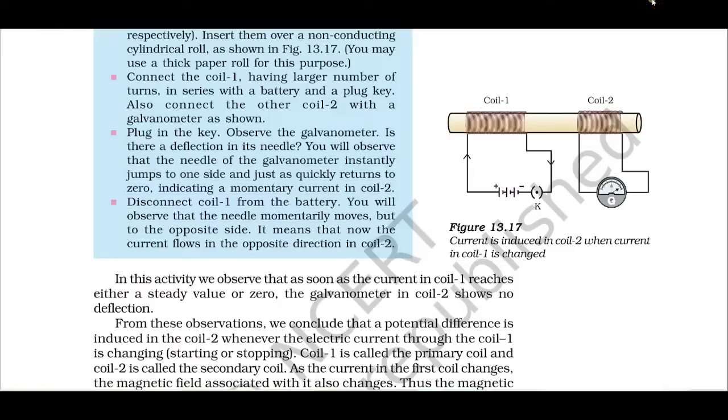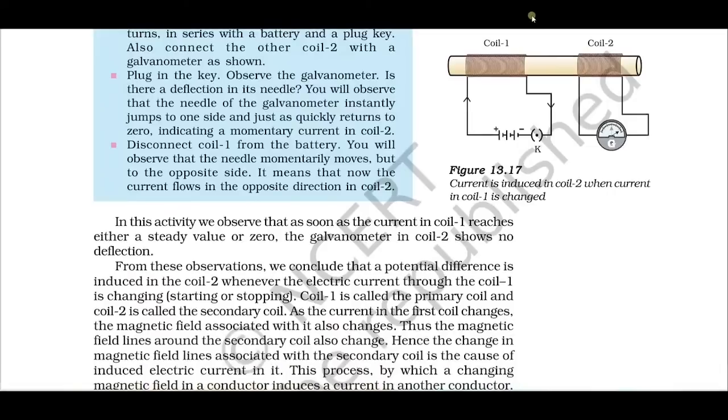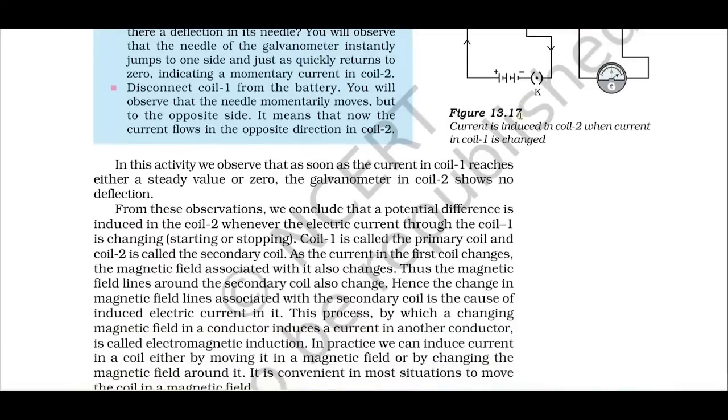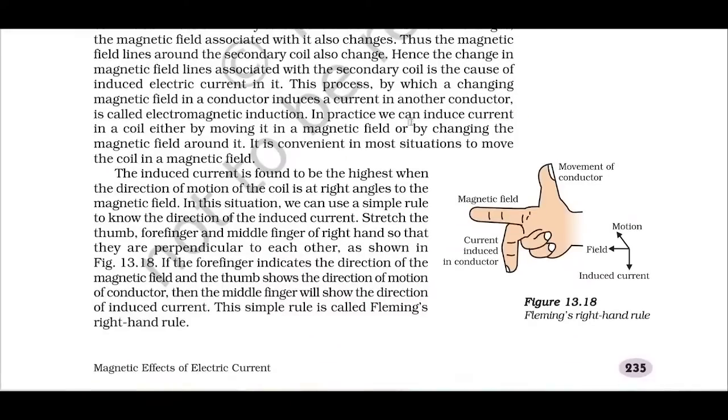So in coil 1, because of the current, a magnetic field is produced in coil 1. Because of the magnetic field produced in coil 1, a current is induced in coil 2. This is on the principle of electromagnetic induction. This is again an important experiment. Which figure do you need to write?